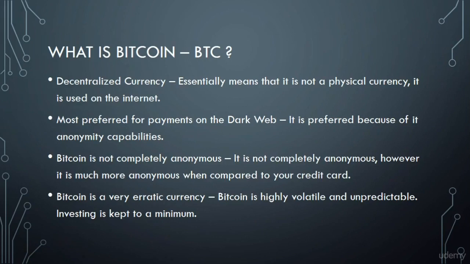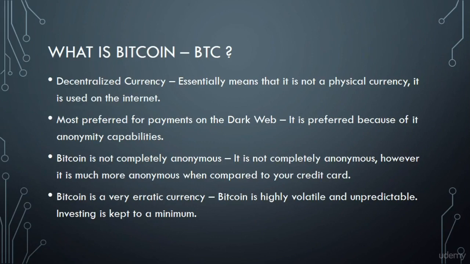Secondly, it's the most preferred for payments on the dark web or the deep web. I think most of you already know that it is the most preferred method of payment when coming to transactions on the deep web, for the simple fact that it has the best anonymity in terms of how anonymous the payment is. Now, you also have to understand that Bitcoin is not completely anonymous. It's not completely hidden behind any shadows. However, it is much more anonymous when compared to your credit card. I'm going to get into Bitcoin mixing in future videos in this section.